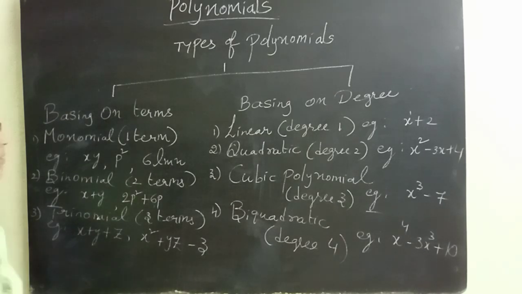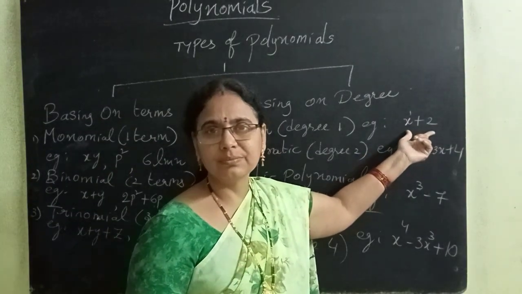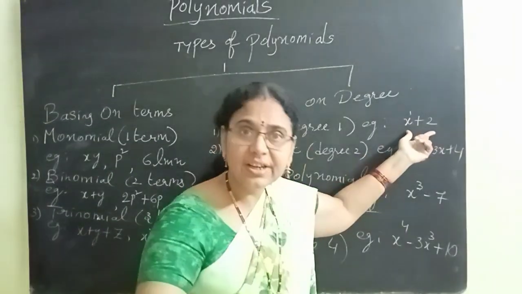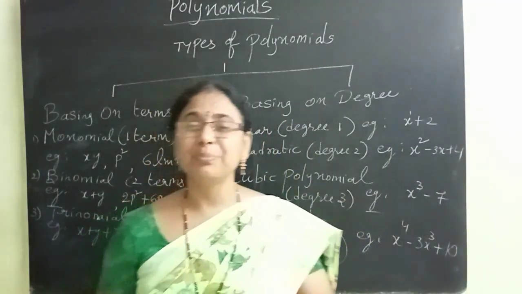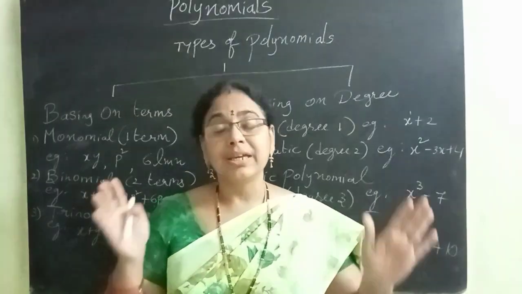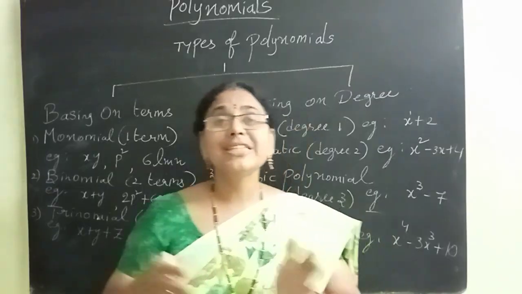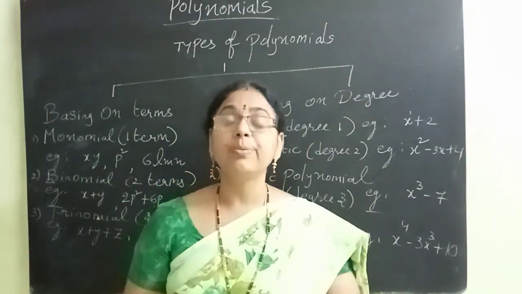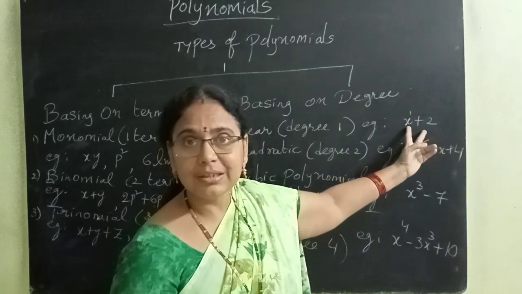So the same question may be basing on terms, meaning you will say binomial, or basing on degree, you are saying that is linear. So what is this question? Be habituated, read the question in a proper way. Okay, is his question basing on terms or basing on degree? Basing on term means the name is separate. Basing on degree, the name is separate. Here you are not checking basing on terms.